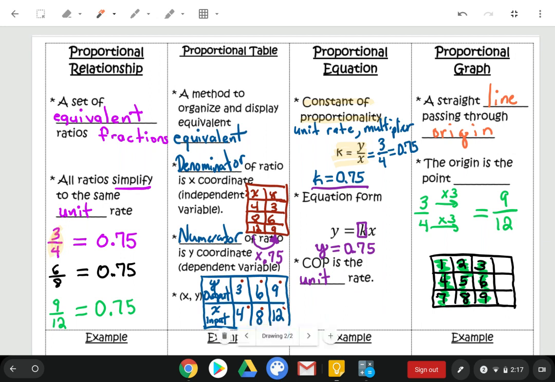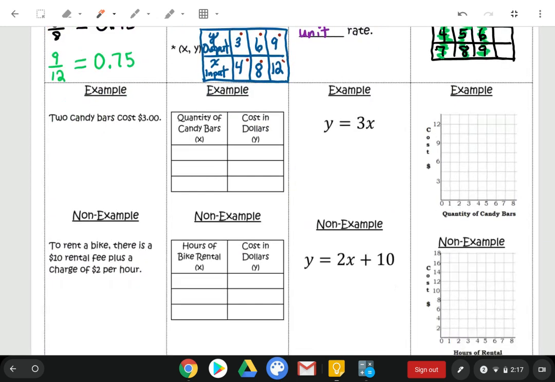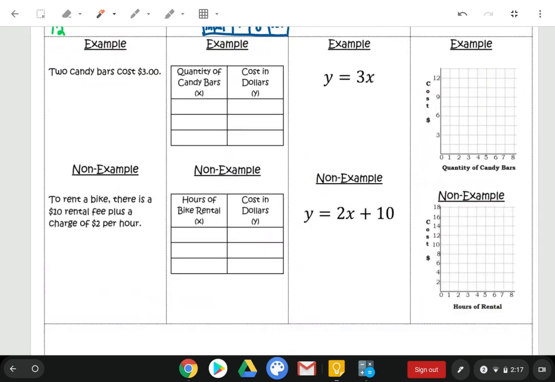And in case you don't know what the origin is, the origin on a coordinate plane graph is the point 0, 0. That point 0, 0 has a special name, and the name is the origin. So I want us to look down at our notes, and let's talk about examples and non-examples of proportional relationships.